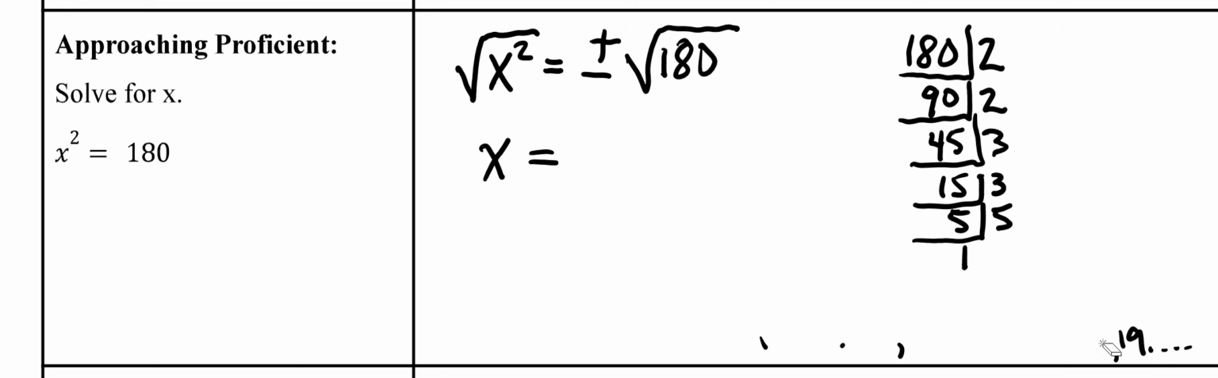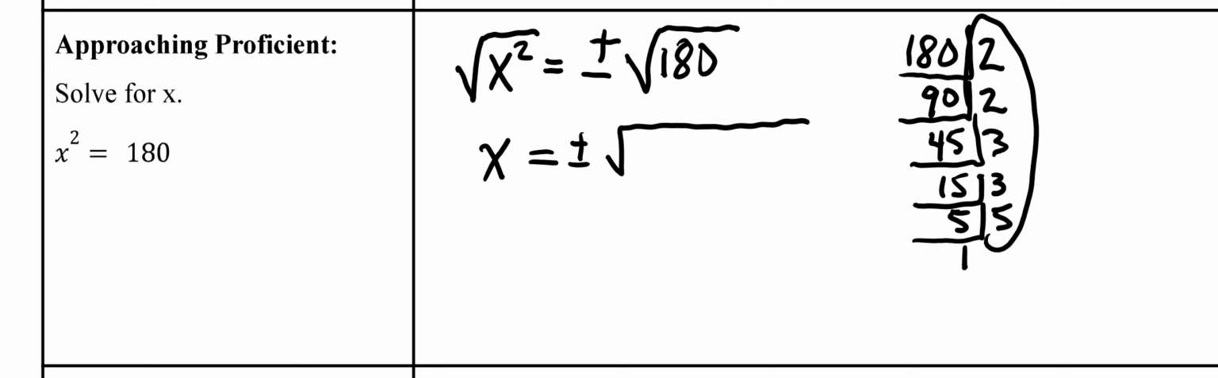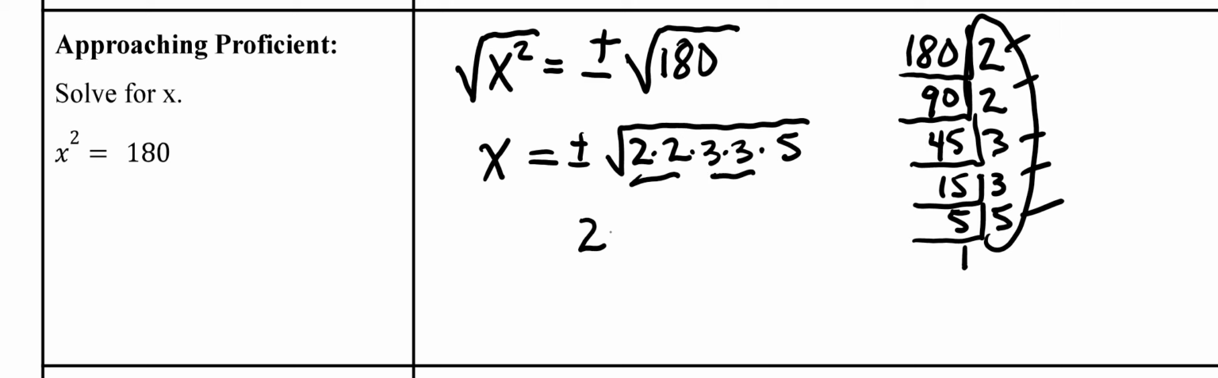These are my prime factors, and so I can rewrite the square root of 180 as the square root of 2 times 2 times 3 times 3 times 5. This pair of 2's is going to come out as a 2. This pair of 3's is going to come out as a 3. And where this 5 does not have a pair, it's going to stay under there as the square root of 5. So we still have the plus or minus out in front.